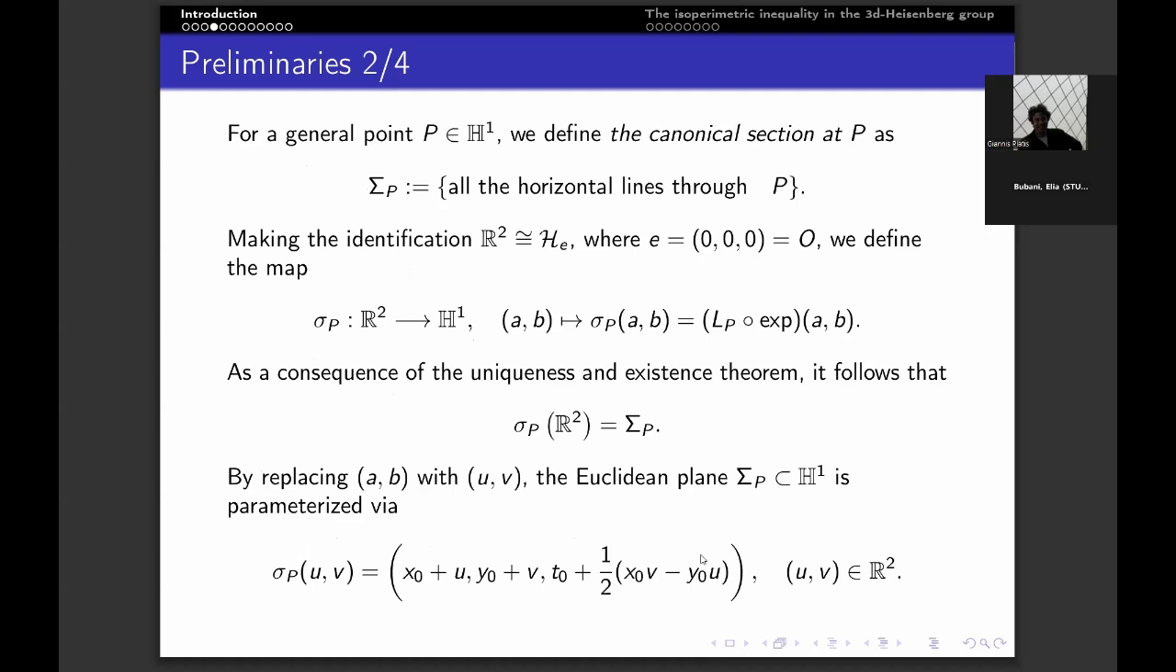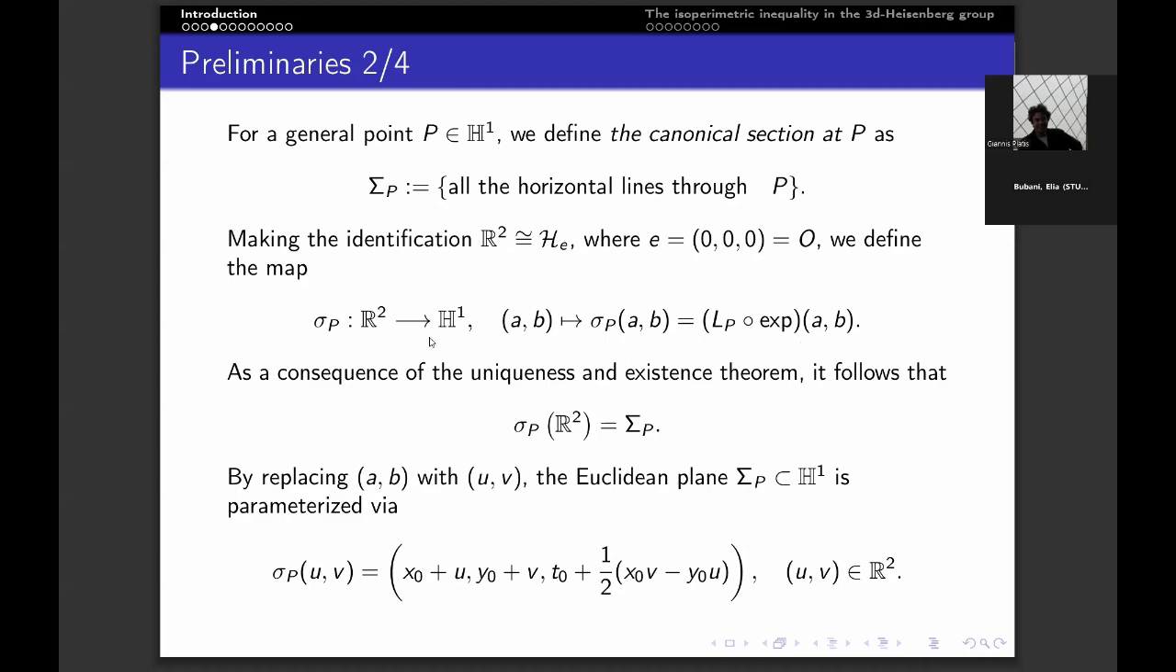And also, for a general point now inside the Heisenberg group, we can define the canonical section at P as this set, sigma at P, is a set of all the horizontal lines that are going through P. And we can identify the R2 plane with the horizontal subspace at the identity. So we have this map here, the section map at P, that is defined via this formula here.